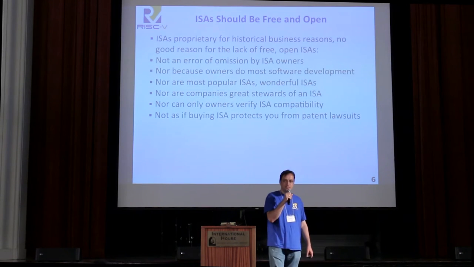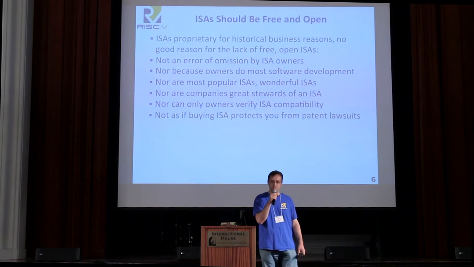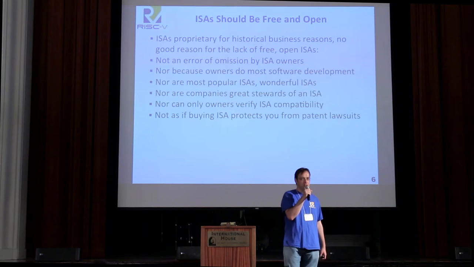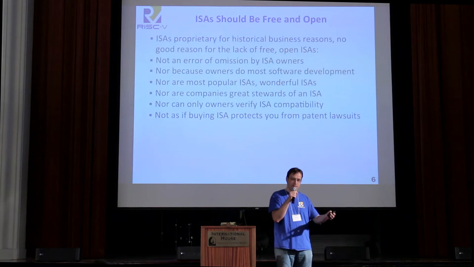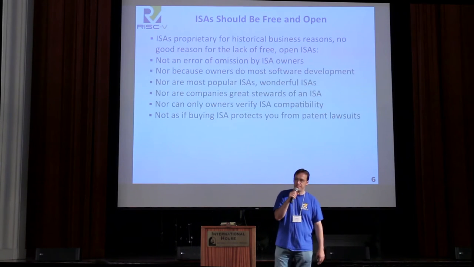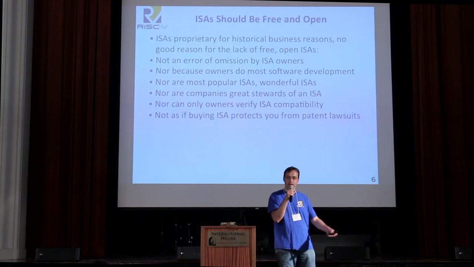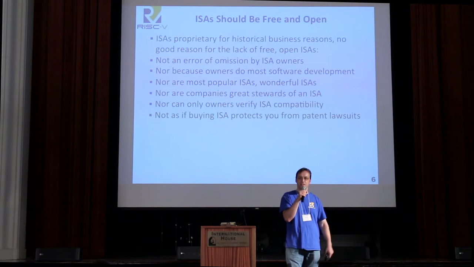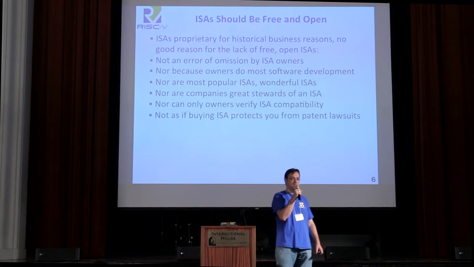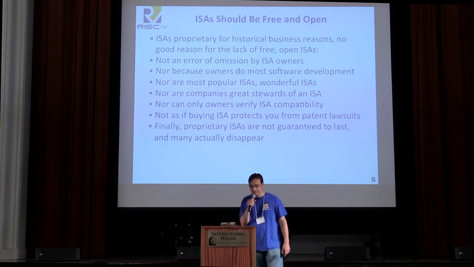And it's not as if buying an ISA from somebody protects you from a patent lawsuit either. Currently NVIDIA is suing Qualcomm and Samsung because they're using IP that came from ARM and Imagination Technologies. NVIDIA believes that the Imagination and ARM GPU IP violates some of their patents, so they don't go after ARM and Imagination, they go after the customers of ARM and Imagination. So just buying it from somebody doesn't protect you from these lawsuits either.